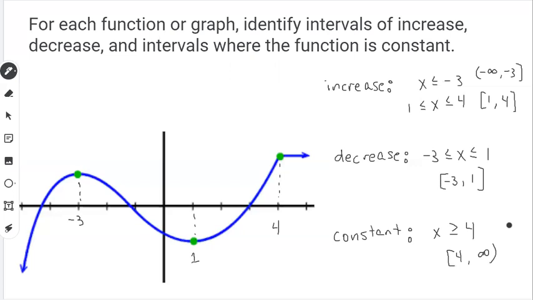So we're trying to identify intervals on the x-axis where the function is increasing, decreasing, and where it's staying constant. That's what we're trying to do today. Okay, and I'll leave that up there for a few seconds.